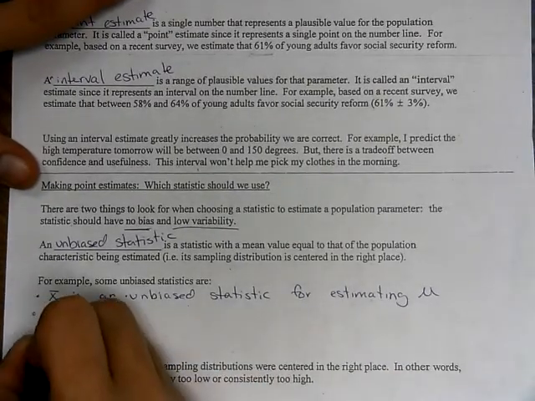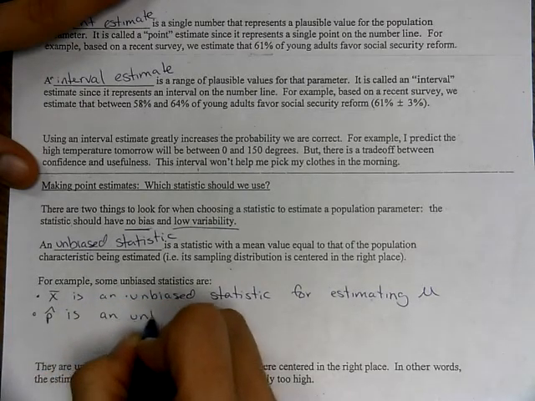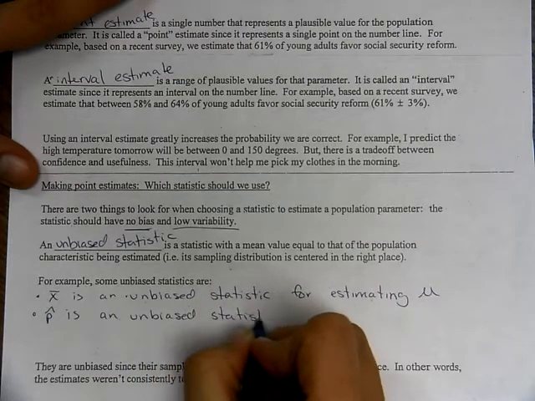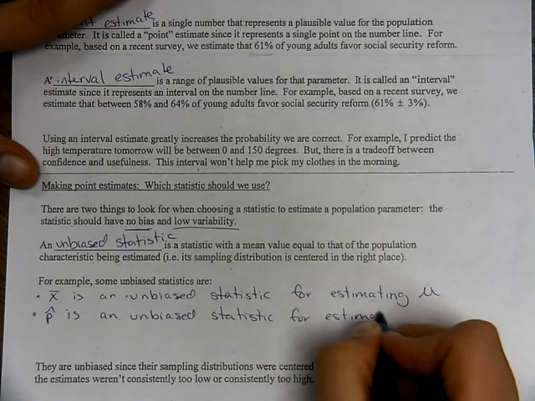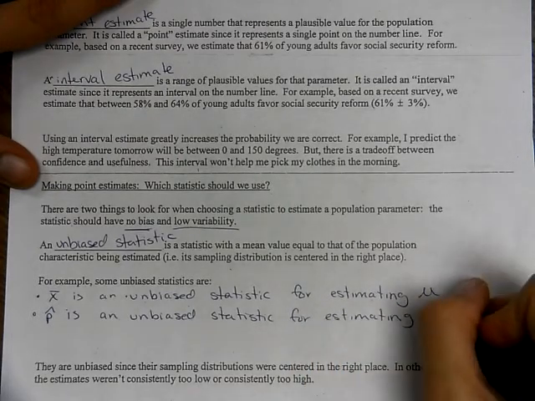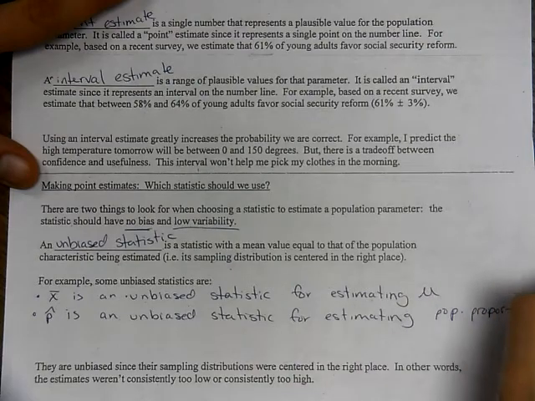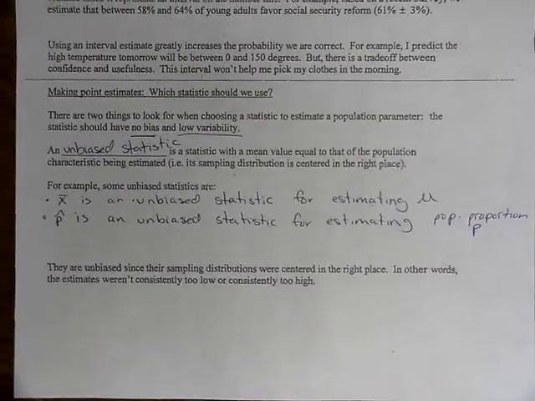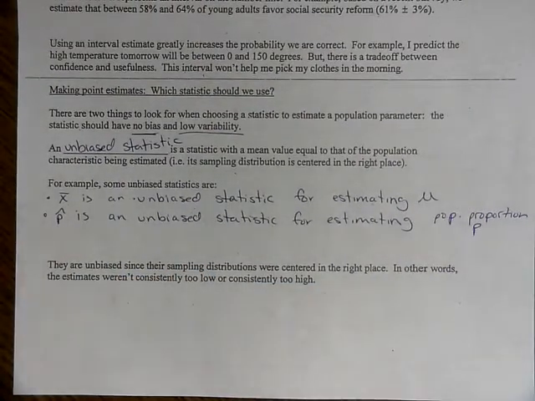We can always use, like we did in Chapter 8, P hat as an unbiased statistic for estimating a population proportion, which remember is P. Now in your book, again, they'll use P and mu, or P and pi, but we use P hat and P.